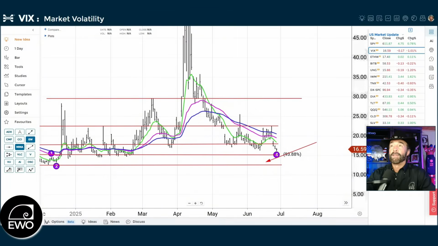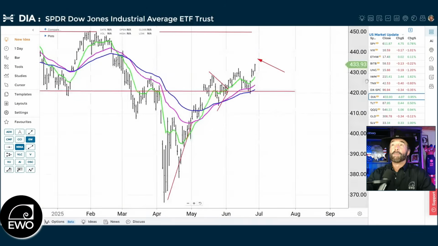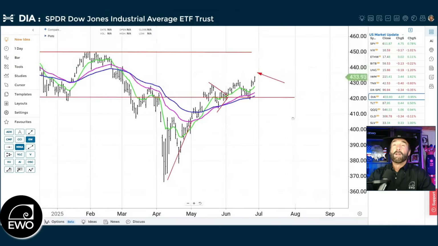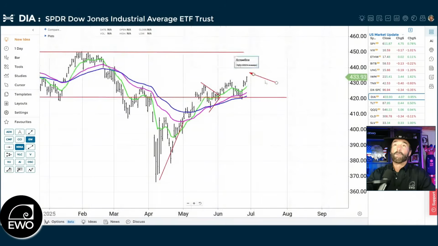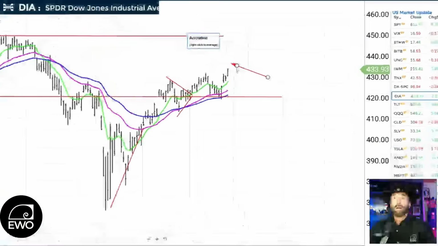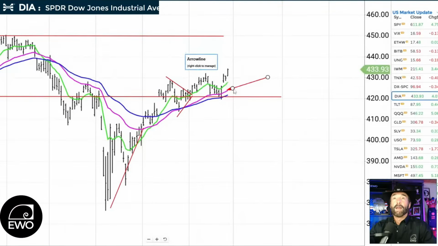Let's take a look at the Dow, the DIA, which I still find quite interesting. I'm going to show you the chart of the Qs in a moment. I pose this question: where would you rather be? Looking at the Dow, we came down. We had this triangle. We broke out of it. We tested the point of the triangle.